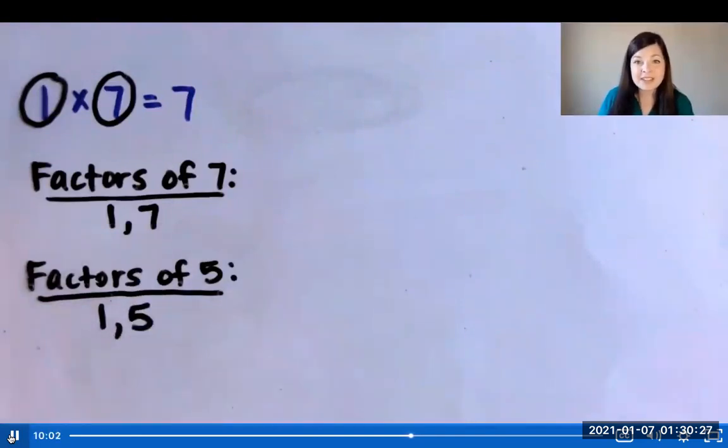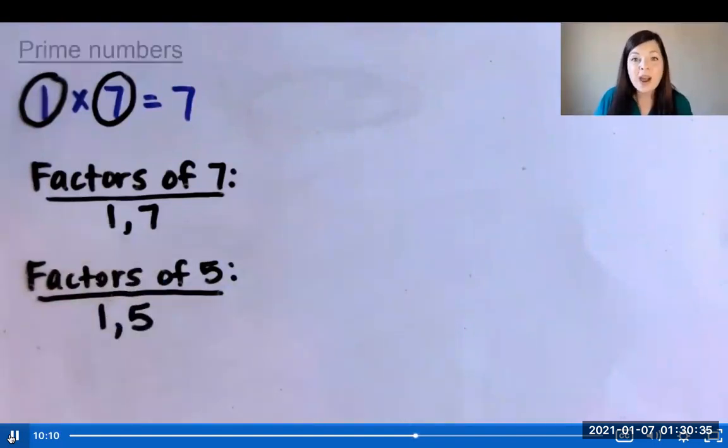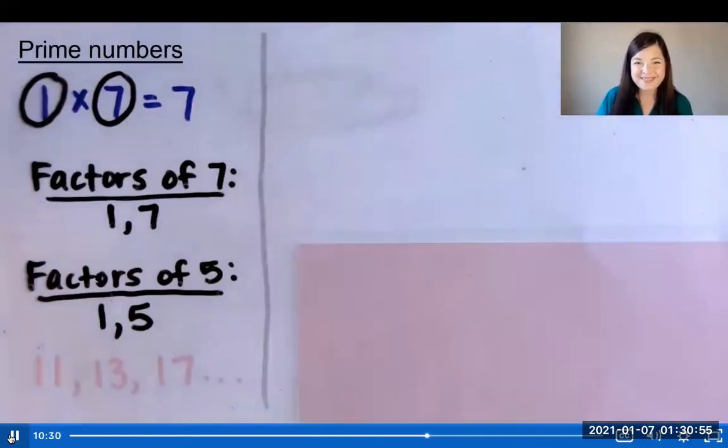Numbers like 5 and 7 that have one factor pair, or exactly 2 factors, 1 and itself, are called prime numbers. Everyone say prime numbers. Pause the video now and see if you can discover at least two other numbers that are prime numbers. Remember, a prime number is a number that has only one and itself as factors.